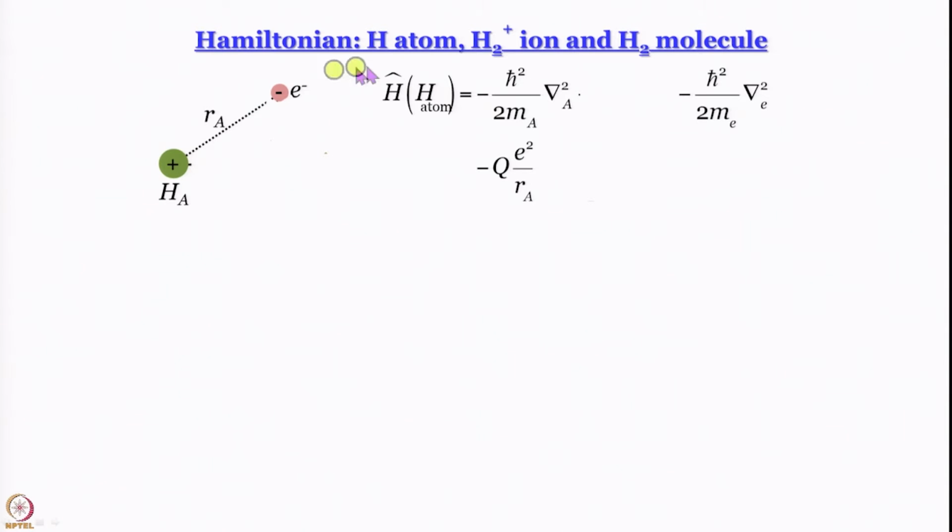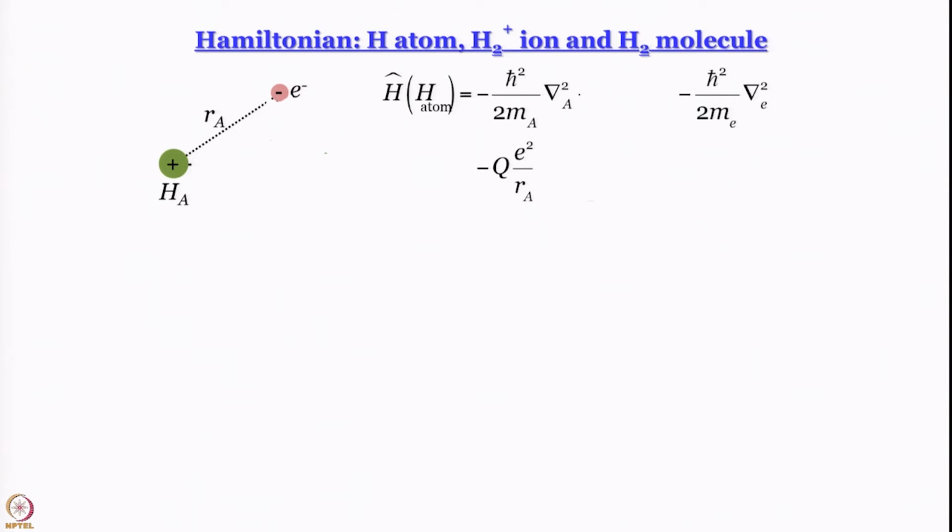So, the Hamiltonian would be minus h cross square by 2 m_A del_A square minus h cross square by 2 m_e del_e square, where A stands for the nucleus or the atom as a whole, E stands for the electron in it, and minus q_e square by R_A gives you the potential energy for attraction experienced by the electron because of the nucleus. So, the first term here is the kinetic energy of the atom as a whole, largely the kinetic energy of the nucleus. This is the kinetic energy of the electron, and very soon we are going to write all this in atomic units.